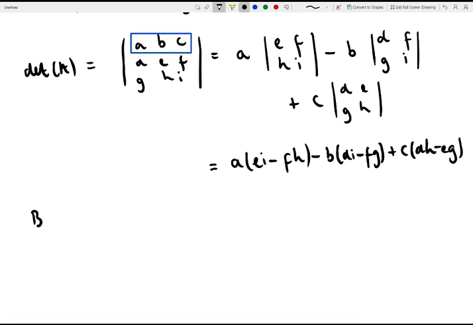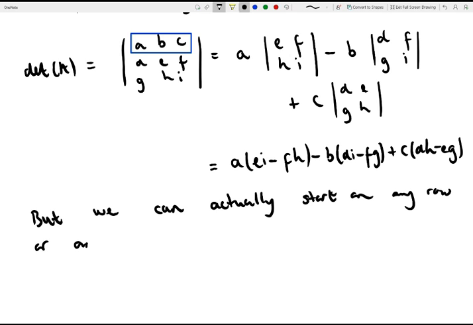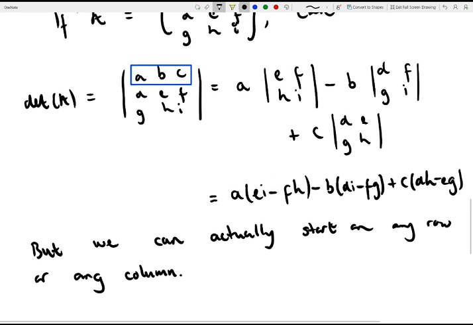But it's actually worth noting we can start on any row or any column. So you can see we worked on the first row here, A, B, C, but if we had zeros as some of our entries, we might be inclined to choose that row or that column containing the most zeros, because we'll have to do less work. And we'll see an example of this in a minute.